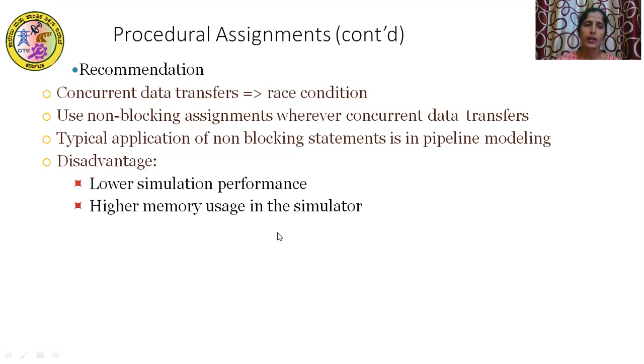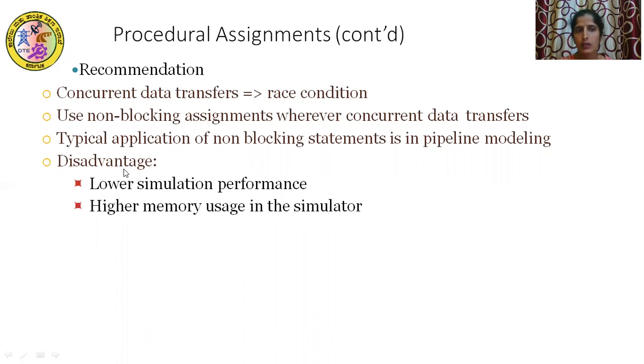So for concurrent data transfers, using blocking assignment statements will give rise to race condition. This problem can be avoided by using non-blocking assignments. So wherever we have concurrent data transfers, we can use non-blocking assignments. A typical application of non-blocking assignments is in pipeline modeling.